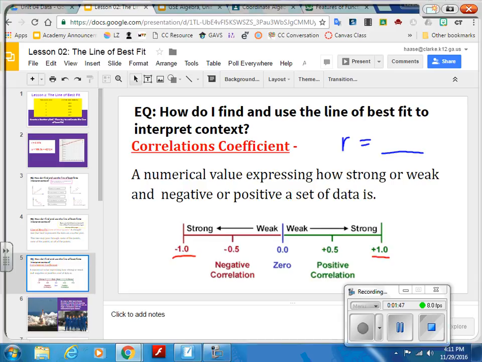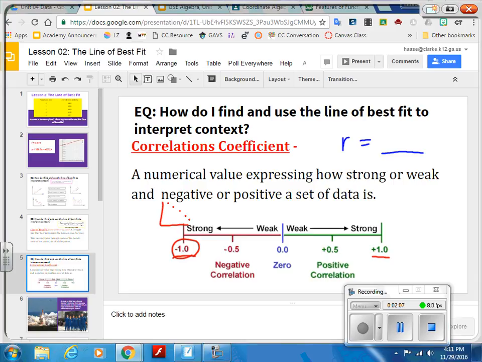So if it's a really, really strong negative relationship, in fact, if it's perfectly linear, the scatter plot would look like this. Sorry, we're on the negative side. It would be a perfect linear negative relationship. That would be an R value of -1.